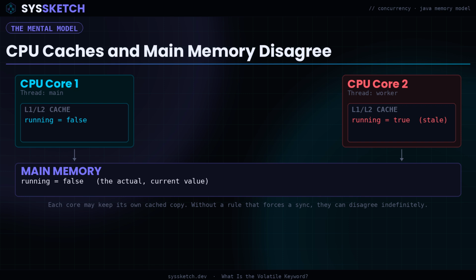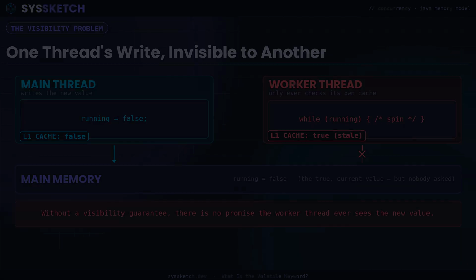Meanwhile, the worker thread running on a different core has its own cache with its own cached copy of running, still holding true. Each core is free to keep working from its local copy. Without an explicit rule that forces a synchronization point, the two cores can disagree about the value of that single variable indefinitely. This is not a hardware defect. This is normal, expected behavior for ordinary fields, because enforcing strict consistency on every single read and write would be far too slow for code that doesn't need it.